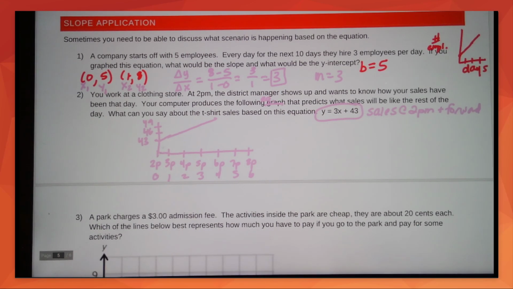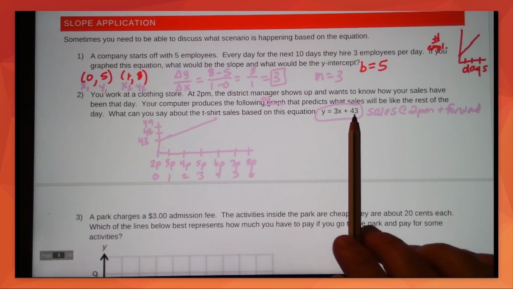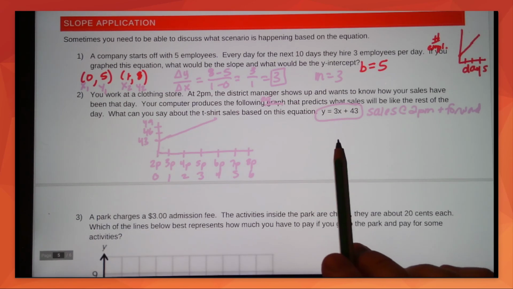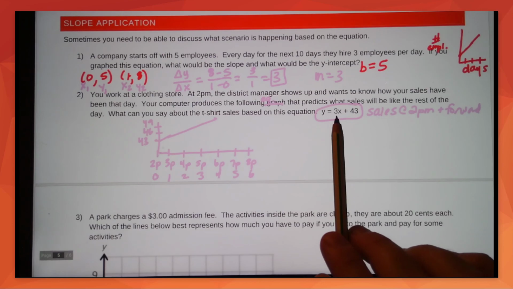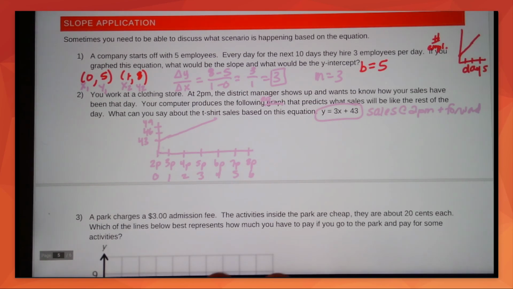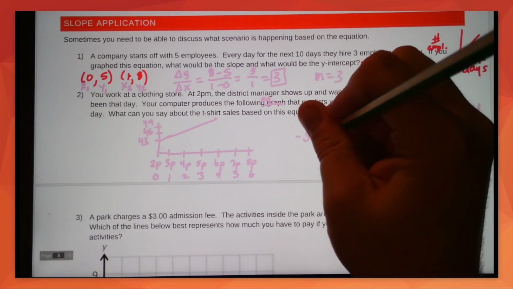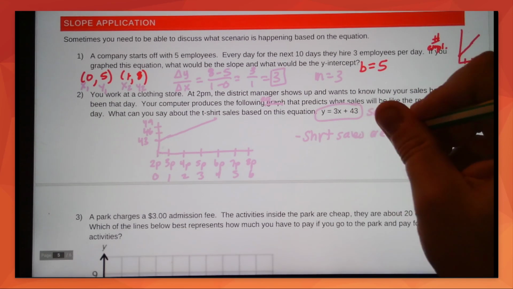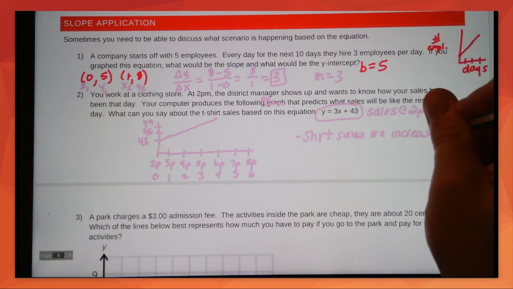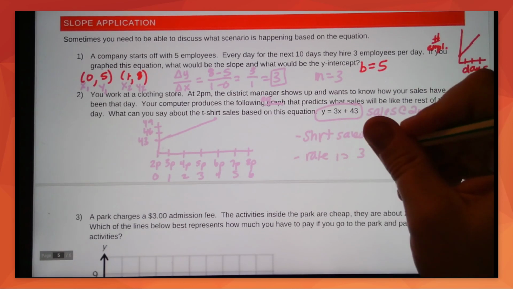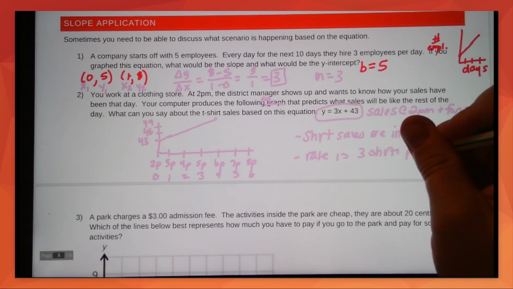Well, drawing this really rough picture of what the graph is going to look like tells me that not only did I start with 43, but for every hour that goes by after that 2 p.m. mark, I'm going to have 3 more shirts sold per hour. If it's 4 hours, that means I'm going to have 12 plus 43 shirts sold, period. That's what the graph tells me. It tells me that shirt sales are increasing, and it tells me that the rate is 3 shirts per hour.